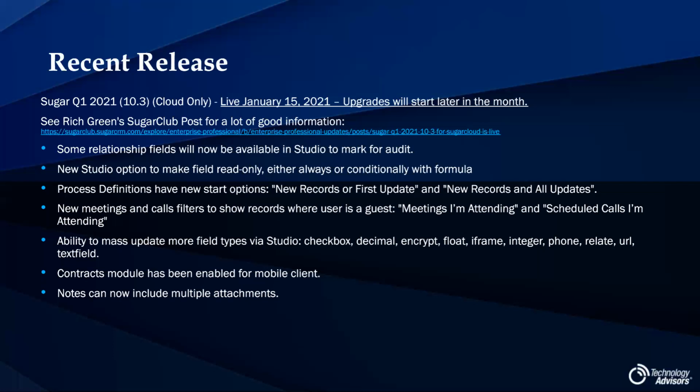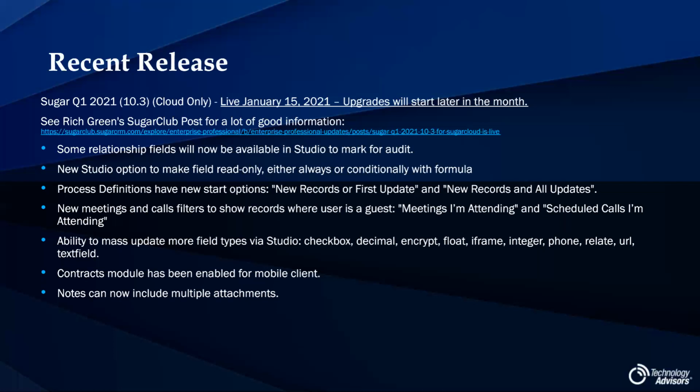There's also a new Studio option to make fields read only, either always or conditionally with a formula. So that'll go well with the user group we just had. Process definitions have new start options for new records or first update, and another one for new records and all updates. In the past, we had to have two start conditions, one for new records and one for updates. Now they've combined those into one, making our lives a little easier.